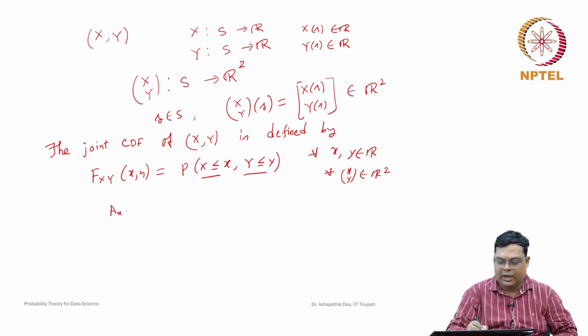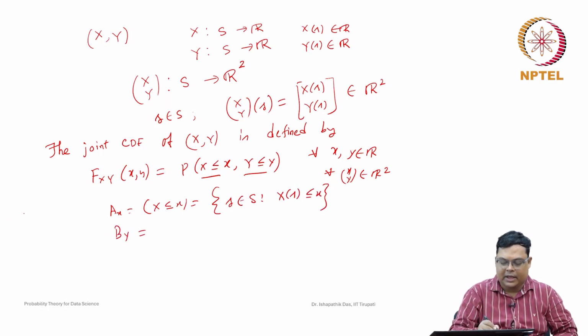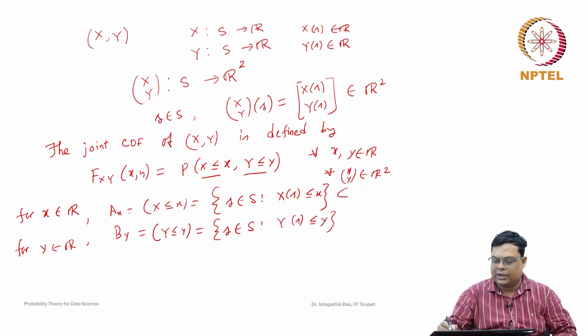So we denote A_x as the event X less than or equal to x, which is nothing but all s belonging to S such that X(s) is less than or equal to x, and B_y is the event, for y belonging to the real numbers, Y less than or equal to y, which is all s belonging to S such that Y(s) is less than or equal to y. This is a subset of S, this is a subset of S, then A_x intersection B_y will be a subset of S.